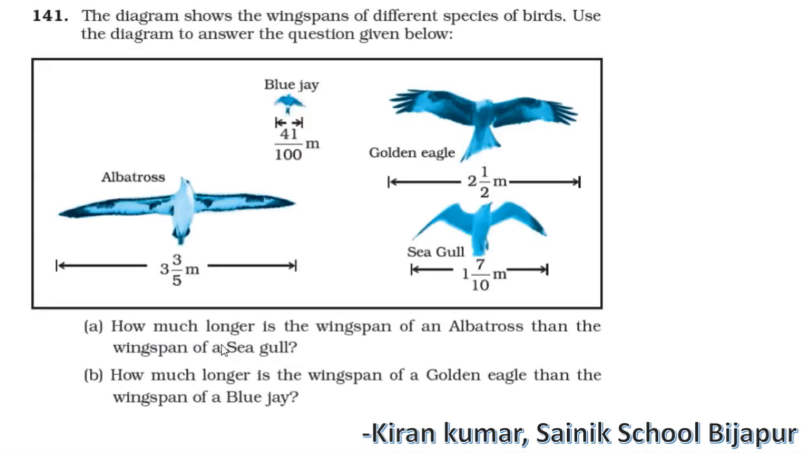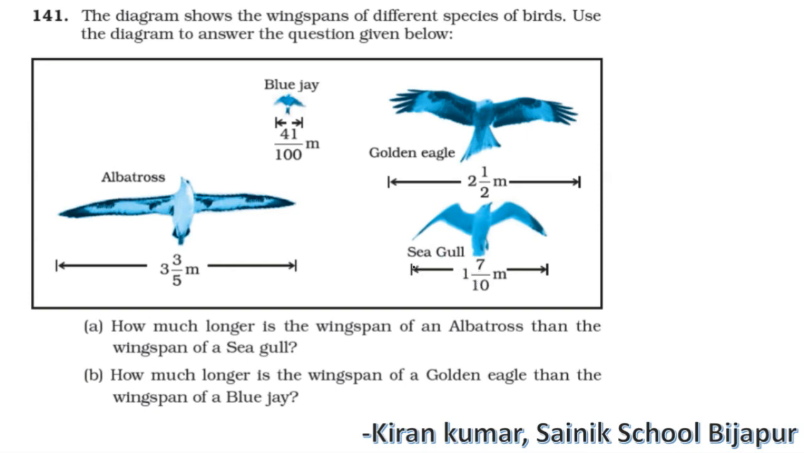Question number 141. The diagram shows the wingspans of different species of birds. Use the diagram to answer the following questions. Here, the wingspan of blue jay is 41 by 100 meter. Albatross is 3 by 5 meter. Golden eagle is 2.5 meter. Seagull is 7 by 10 meter.